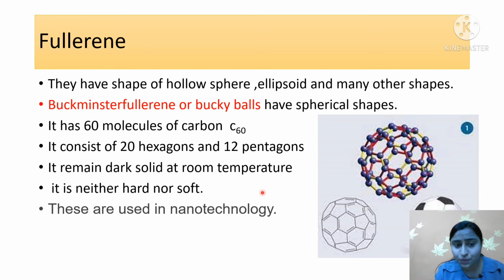Okay students, and what is the use of fullerene? It is used in nanotechnology. Got it, students?